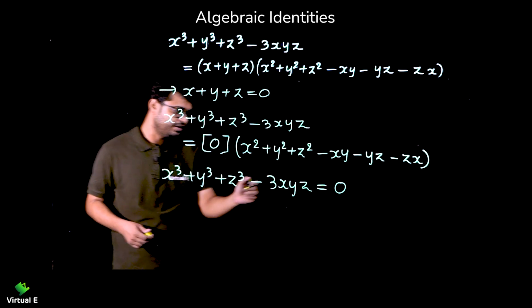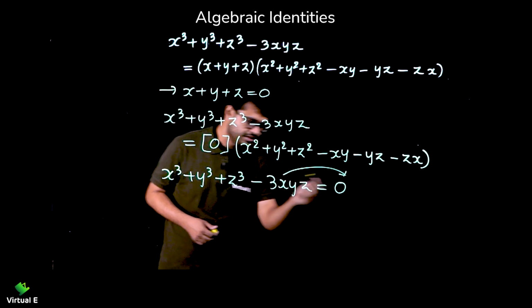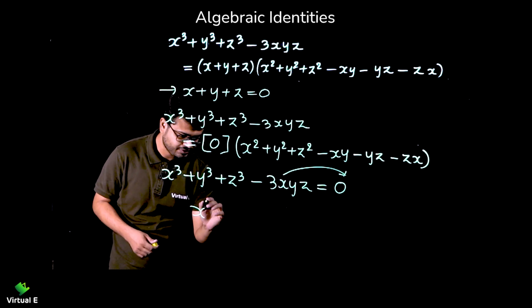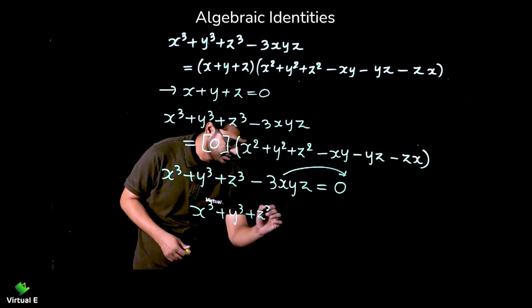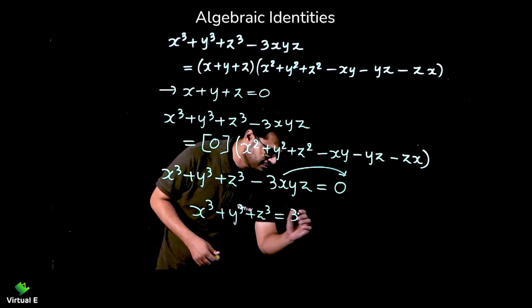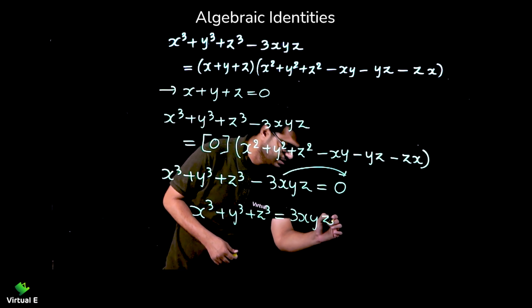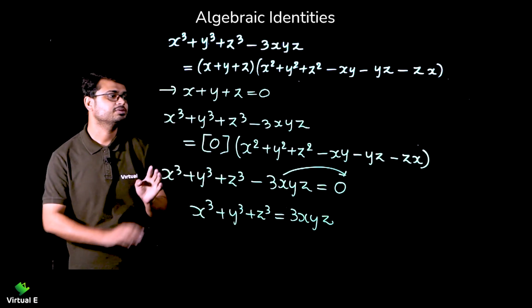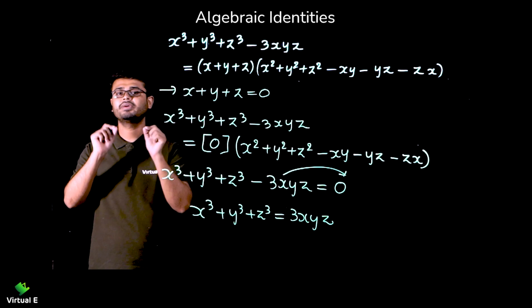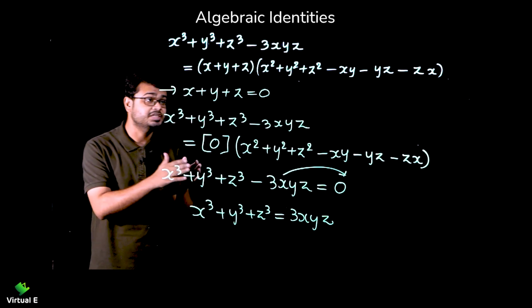So this is what we are doing. Now let's shift over that side. So here what's left? Only x cube plus y cube plus z cube is equal to 3xyz, right? Very simple to do, right? So this is the condition. We are going to do numerical problems based on this as well.